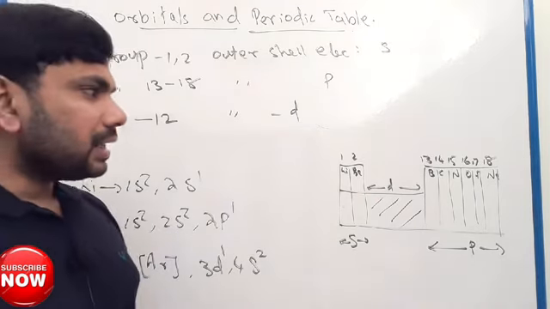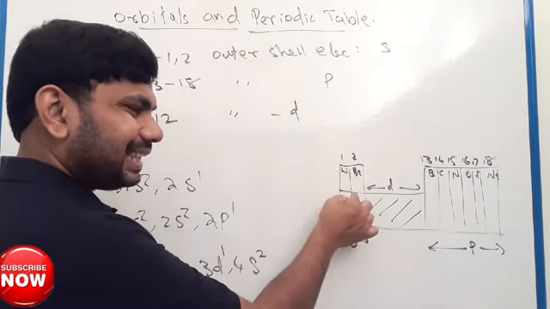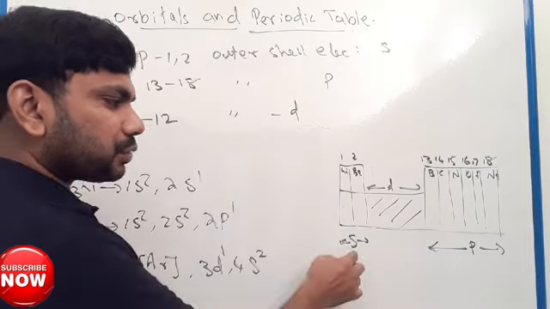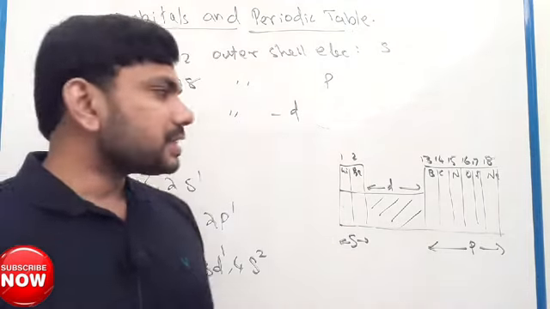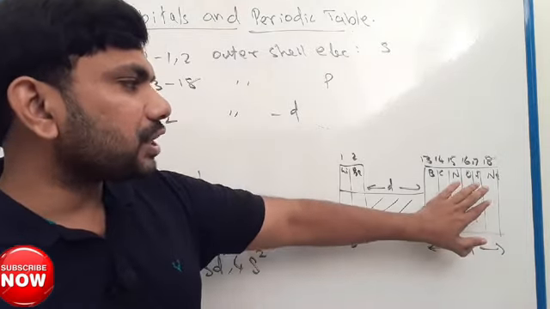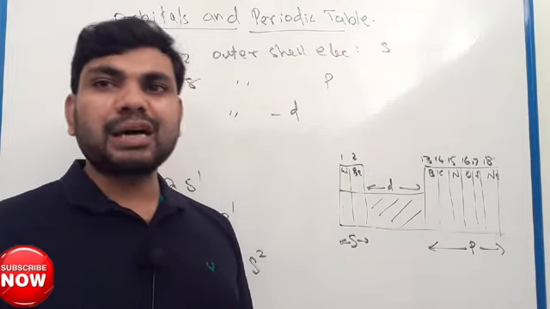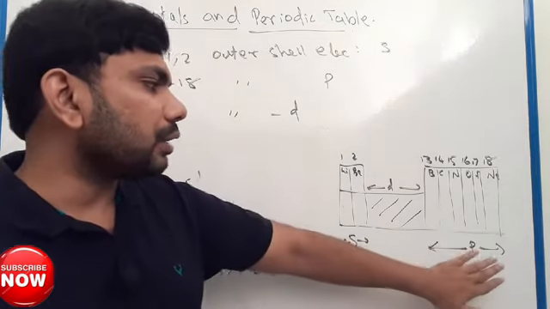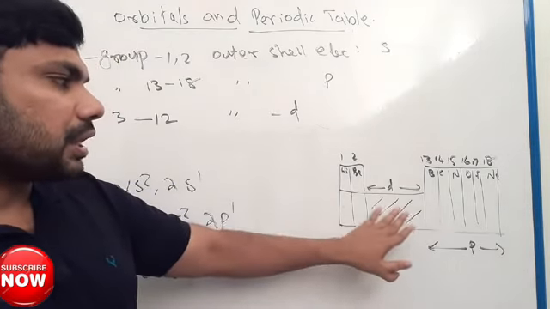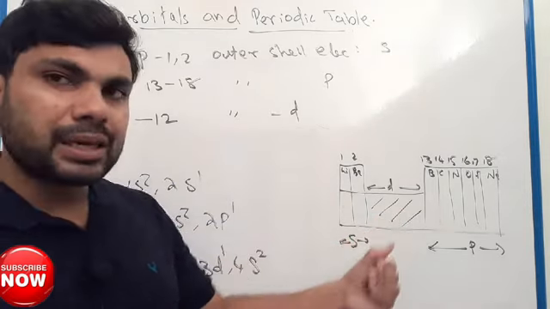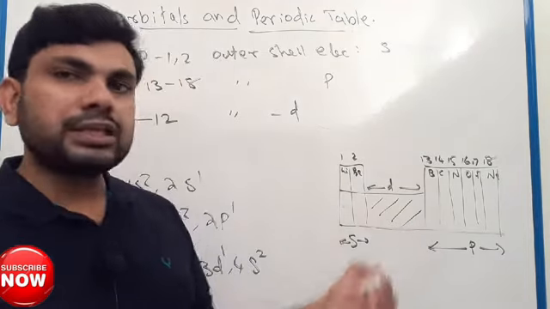The reason for this is that the subshell electronic configuration of these elements ends in the s orbital. That's why these are called s block elements. The configuration of these elements ends in the p subshell. That's why these are called p block elements. Similarly, the configuration of these elements ends in the d subshell. That's why they are called d block elements.